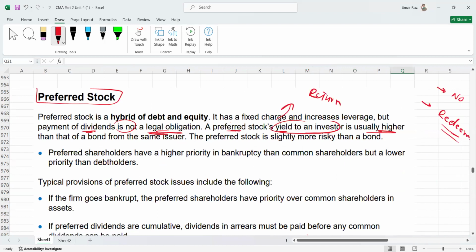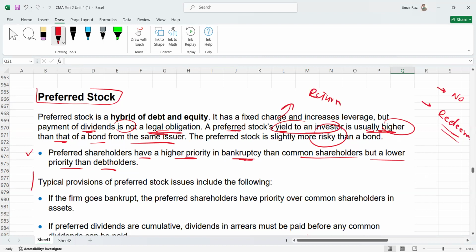Please remember, the preferred stock yield to an investor is usually higher than that of a bond from the same issuer, as I told you, because preferred stocks are more risky investments. This point I have already explained: preferred shareholders have a higher priority in bankruptcy than common shareholders, but lower priority than debt holders. First payments will be made to the debt holders in case of liquidation, then to the preferred stockholders, and then to the common shareholders.